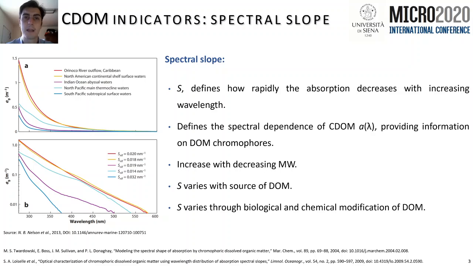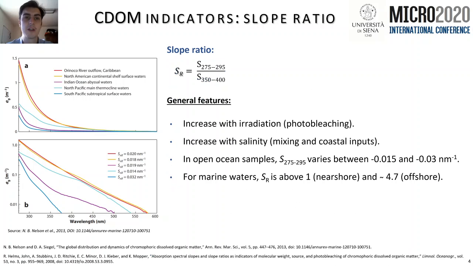It can be calculated with either a linear or non-linear fitting depending on spectrum shape. Some examples of CDOM spectra of different waters are reported in picture A, while in picture B there are the respective spectral slope coefficients. Slope ratio is defined as the ratio between two spectral slope coefficients calculated for two different wavelength ranges. Slope ratio is inversely proportional to CDOM alteration, so an increase in slope ratio means a less altered CDOM.